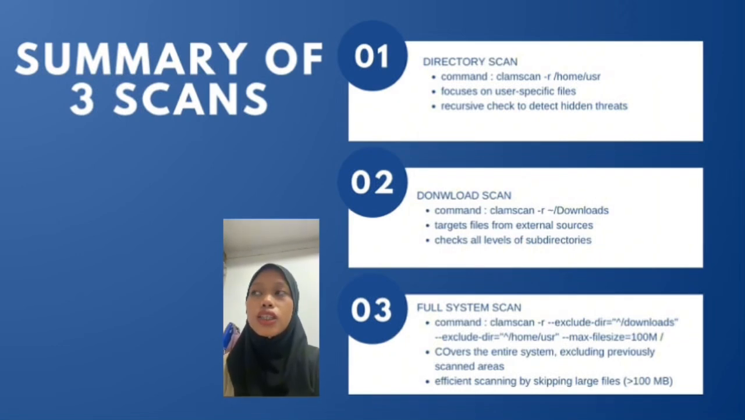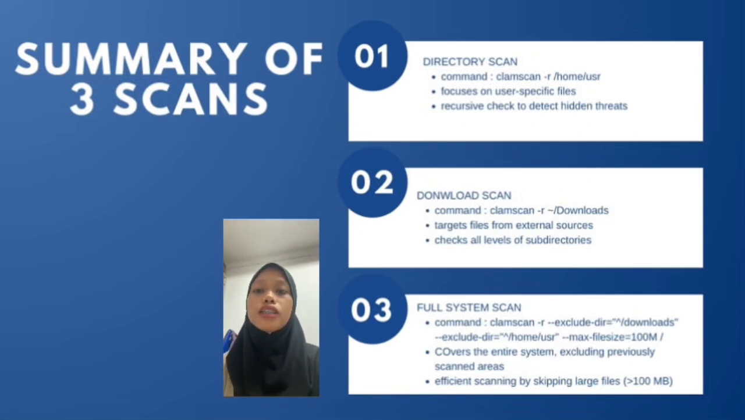The second is the directory scan for downloads. The downloads directory is a hotspot for files from external sources like email attachments and web downloads. So this can contain scripts, executables, or maybe compressed files. The clamscan command for downloads is to ensure all the files and subdirectories, including the hidden and the nested ones, are checked for potential threats. So this targeted scan addresses the high risk associated with the downloads. This means it can often harbor undetected malware.